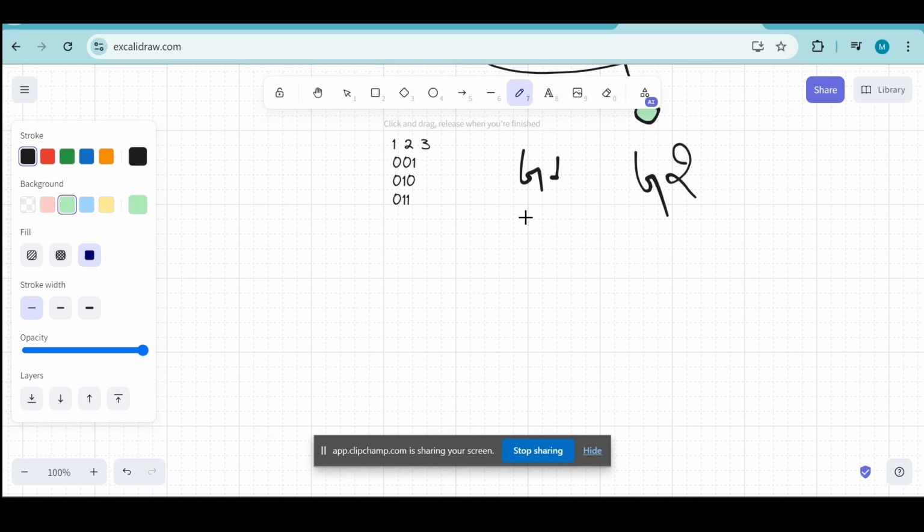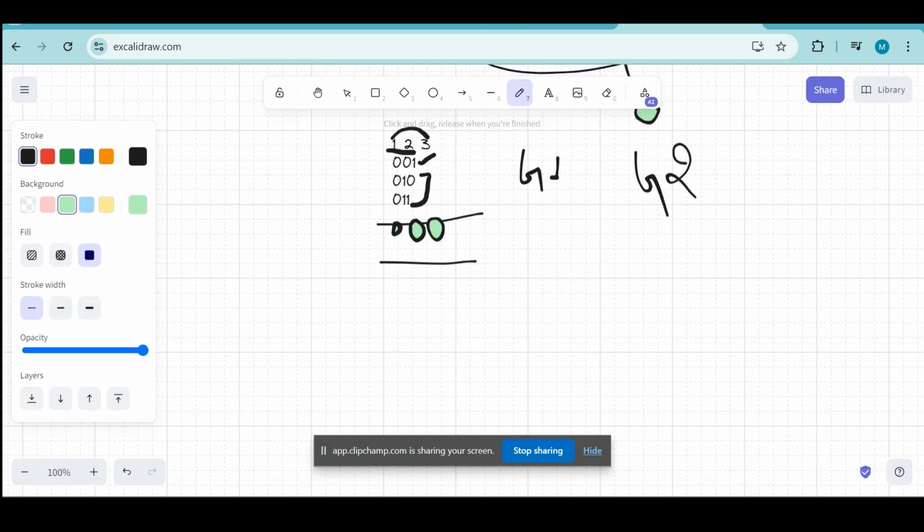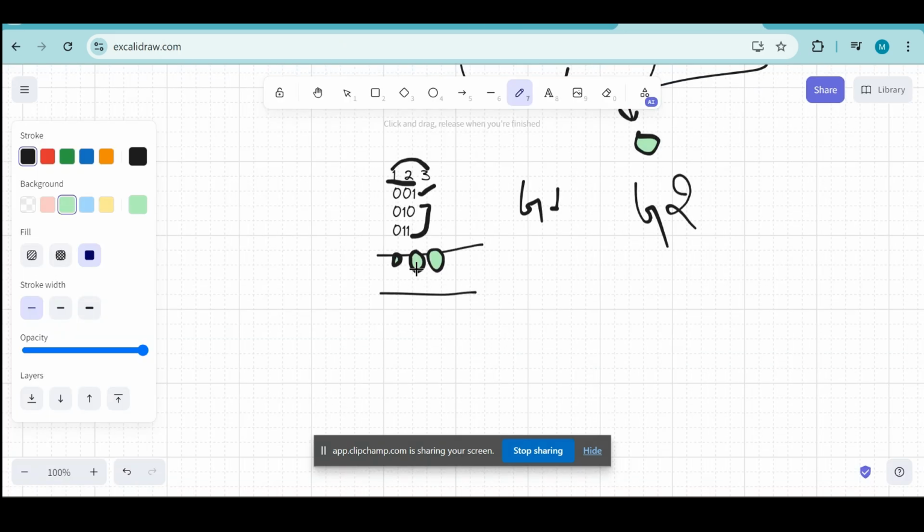As we know, 1 can be obtained by taking the XOR of 2 and 3, 2 can be obtained by 1 and 3, and 3 can be obtained by 1 and 2. We obtain these elements because the complete XOR of all the elements here is 0. As you see in the second example, they have given 5, 3, 2. In that, we are not obtaining the XOR to be 0, so we are not obtaining two groups that have the same XOR, because we can't obtain one element from the other elements in the next group.